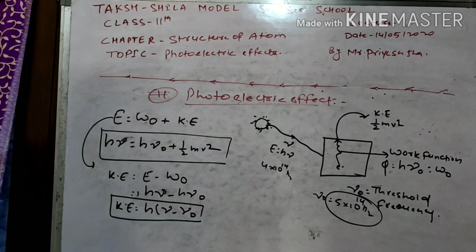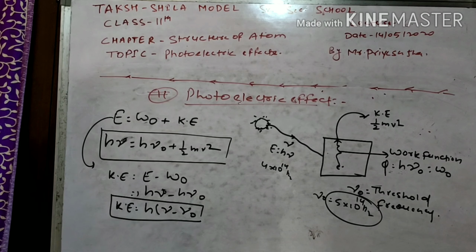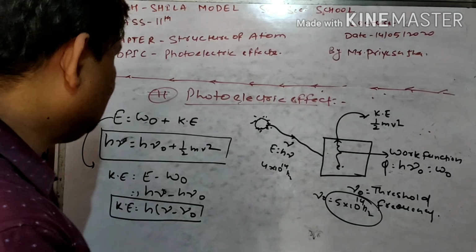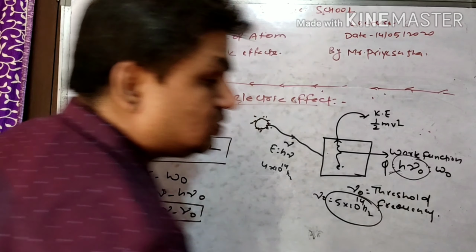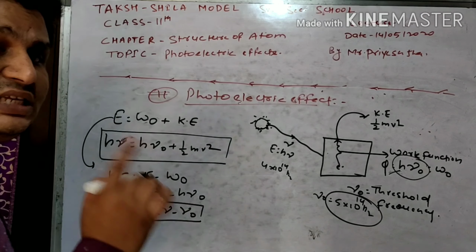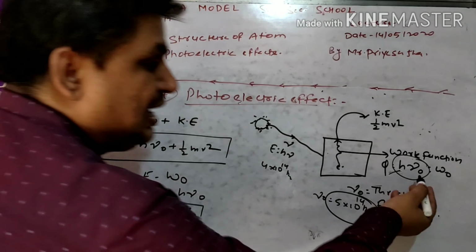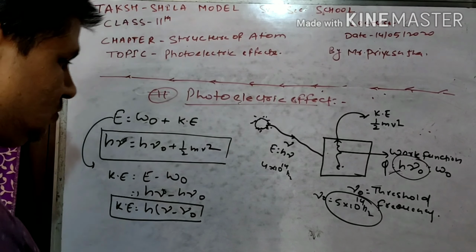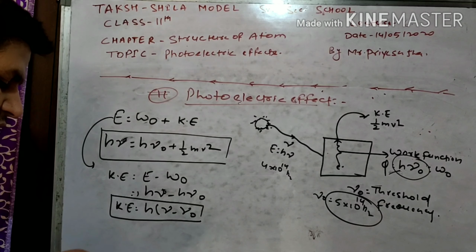This is the formula for calculation of kinetic energy from a given data. If we are given to calculate the work function, then we will find h nu naught. H is the Planck's constant having value 6.6 into 10 to the power minus 34 joule second, and nu naught is the threshold frequency. It will be given.